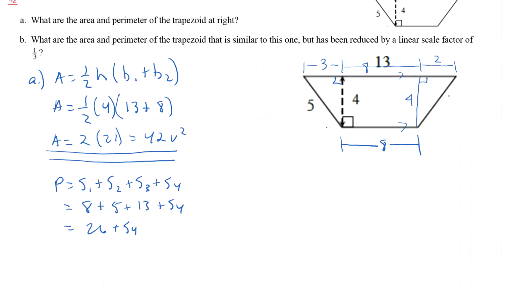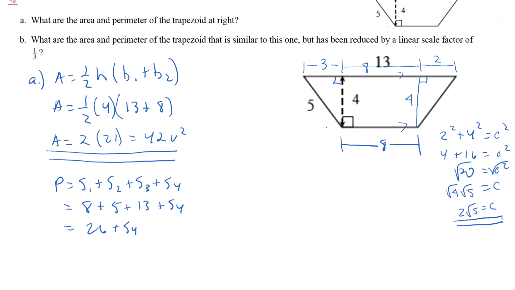And this is a right triangle, so I can actually figure out what that length is. So 2 squared plus 4 squared equals c squared. 4 plus 16 equals c squared, and then we get 20 equals c squared. Take the square root, so then we know c is the square root of 20, and then we can further simplify it. The square root of 4 and the square root of 5 becomes 2 square root 5 equals c. So that is what our last side is, so 26 plus 2 root 5.